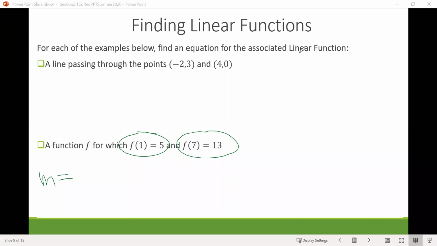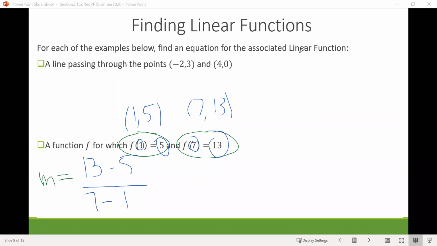Recall, the things inside the parentheses are the inputs, and the things over here by themselves are the outputs. So we could take f of 1 equals 5 and f of 7 equals 13 and write some points. The first one becomes (1, 5). The second one is (7, 13). We use those to set up our slope calculation. We do the difference in the output, 13 minus 5, over the difference in the input, 7 minus 1. I wanted to show that because sometimes there's confusion about how that works.